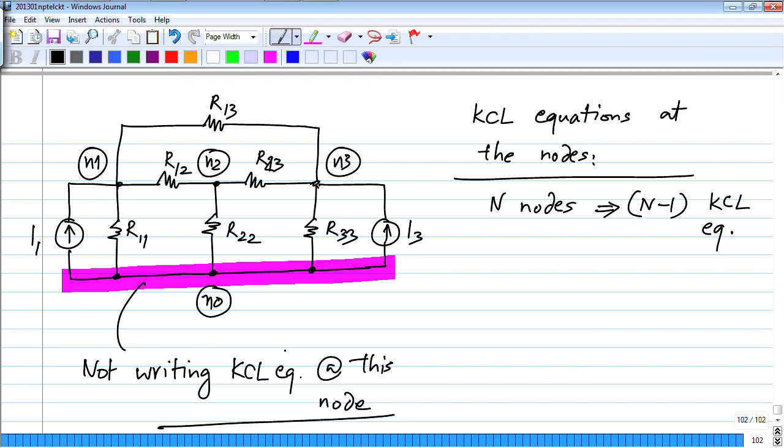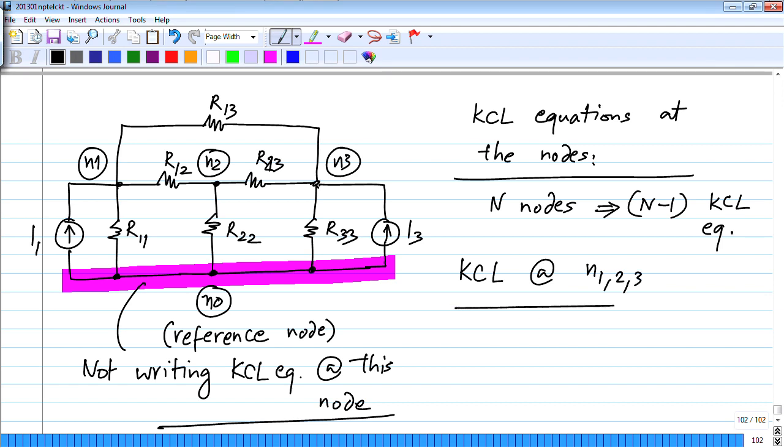Now, such a node, the node where you are not writing the KCL equation, is called the reference node. And again, the reason for this terminology will become clear. Okay? So what I'm going to do is to write KCL equations at N1, N2 and N3. Now, I just arbitrarily chose not to write it at N0. You could have chosen not to write it at N1 and write it at N0, N2, N3. Or basically, out of the N nodes, you can choose any one node and say that you are not going to write the equation at that node. Okay. So, in my case, I will write KCL at N1, 2 and 3. Okay.